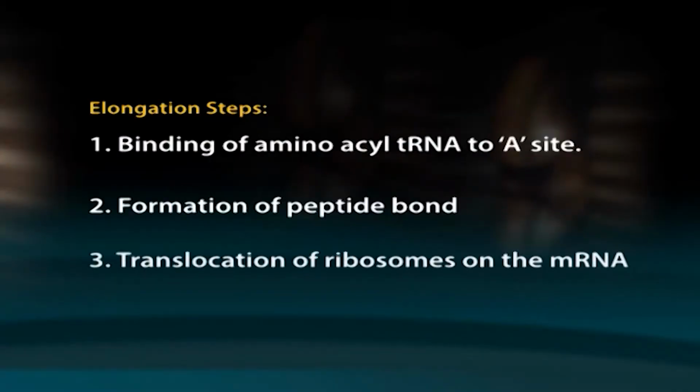Third one, translocation of ribosomes on the mRNA. After the peptide bond formation, the uncharged initiator tRNA leaves the P site and the peptidyl tRNA moves to the new vacant P site with the 2 amino acids attached. The ribosome advances 3 bases to read the next codon and the process repeats. Energy in the form of GTP is utilized for the translocation process.